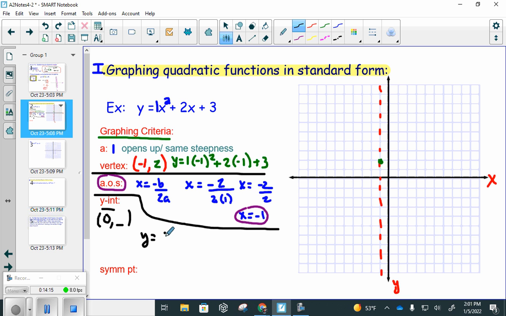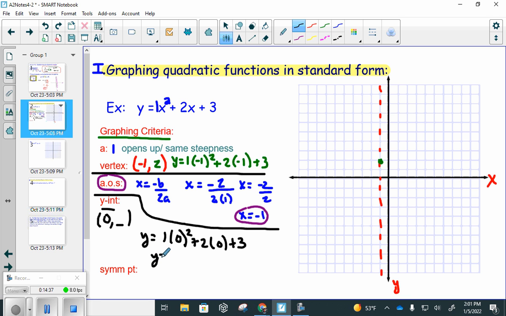Y equals 1, parentheses, 0 squared plus 2 times 0, and then plus 3. And so again, when you're finding the y-intercept, it's always the same step every time. Put 0 in place of x, use PEMDAS, figure out what your answer is.